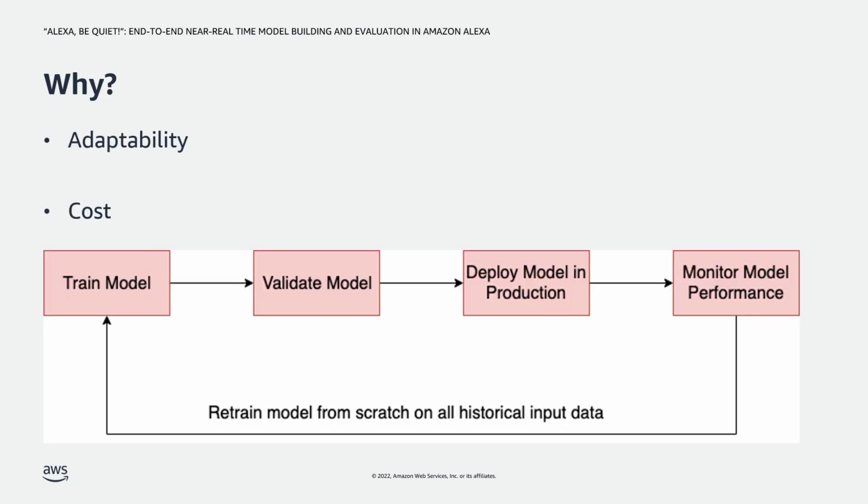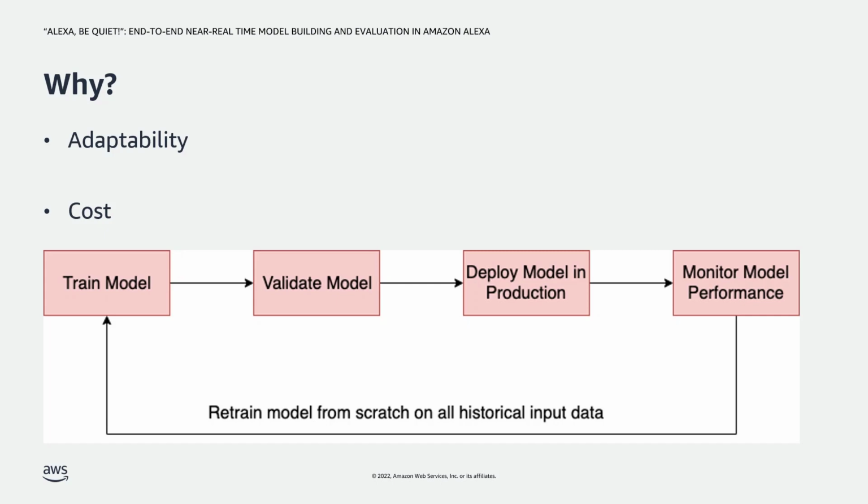Continual learning is advantageous to us for primarily two reasons. The first is adaptability to changing trends and usage, and the second is cost reduction. So for adaptability, by training models on a smaller amount of data that's available more quickly, we're able to train models faster and get them into production. This allows us to react to changes in customer requirements and behavior. For instance, during COVID, customer usage patterns changed significantly, and continual learning workflows can allow us to quickly refresh models to provide the best experience possible to delight our customers.